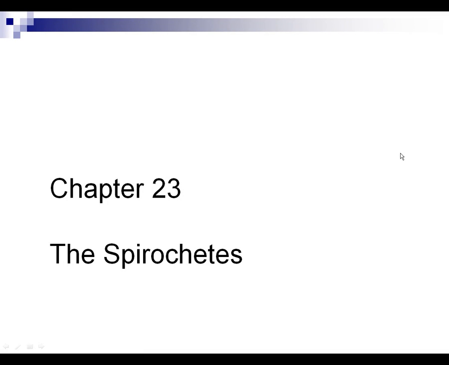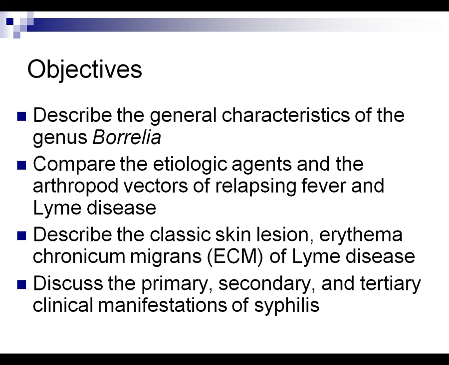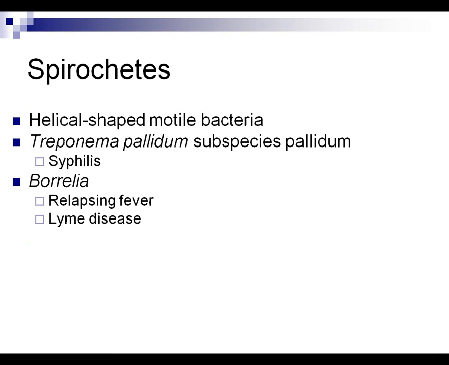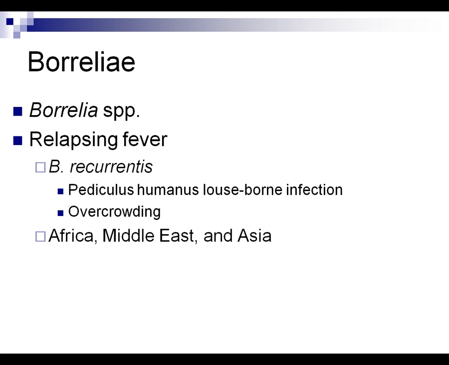Okay, chapter 23 is your spirochetes. We're only going to talk about 2 organisms in this chapter, and one you're already very familiar with. That is your Treponema pallidum that causes syphilis. We'll also talk about Borrelia, which causes relapsing fever and Lyme disease. These are helical-shaped motile bacteria, so they're spiral-shaped bacteria.